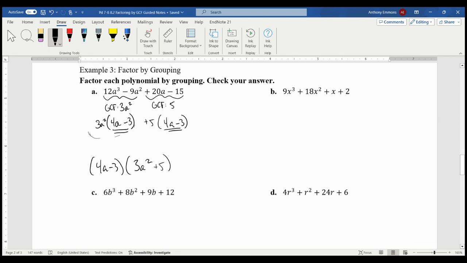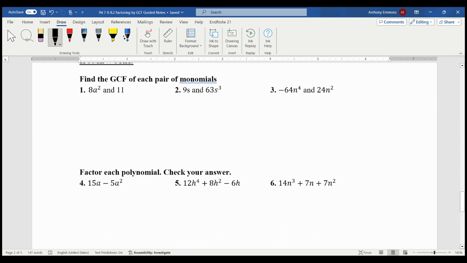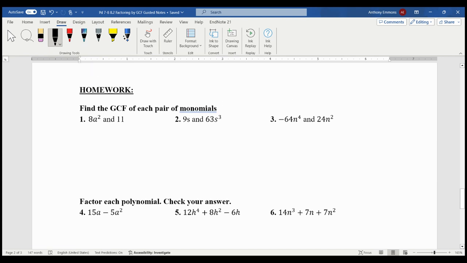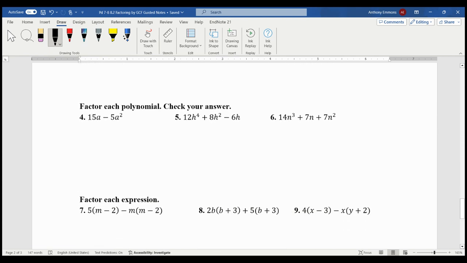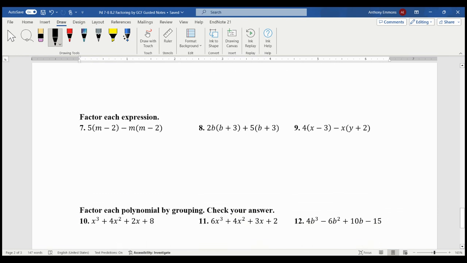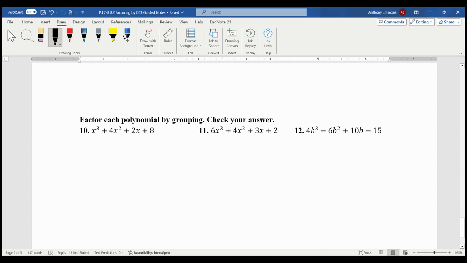You'll finish these problems. And we have homework 3 of each type, identifying the GCF, factoring out that GCF, factoring out the common binomial, and then factoring by grouping.